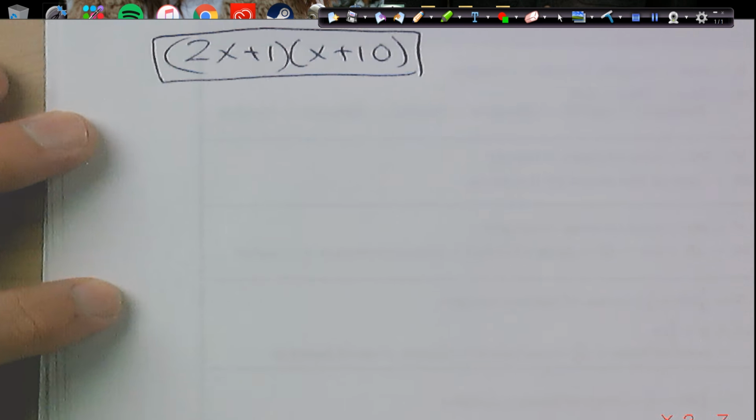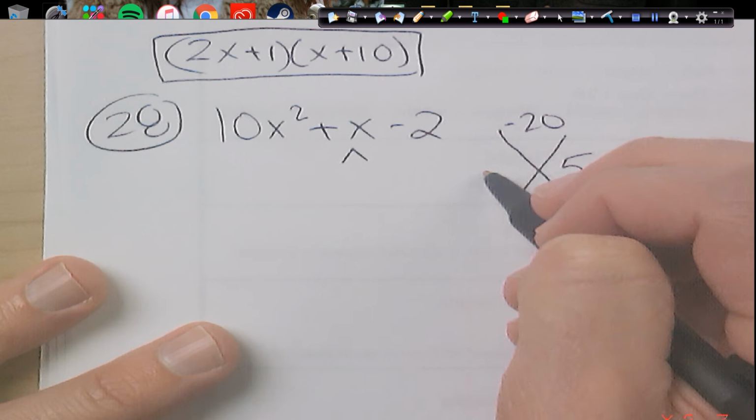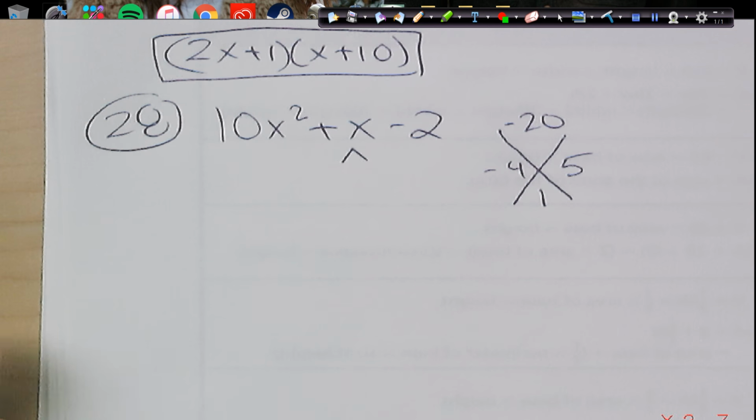28. 28, we get 10x squared plus x minus 2. Again, the number in the very front is bigger than 1, so we have to factor by splitting the middle term. So we're going to get 10 times negative 2, which is negative 20, and 1 right there in the middle. Okay? And we could go ahead and figure out that the two numbers that multiply to give me negative 20 and add to positive 1 are a negative 4 and a positive 5.